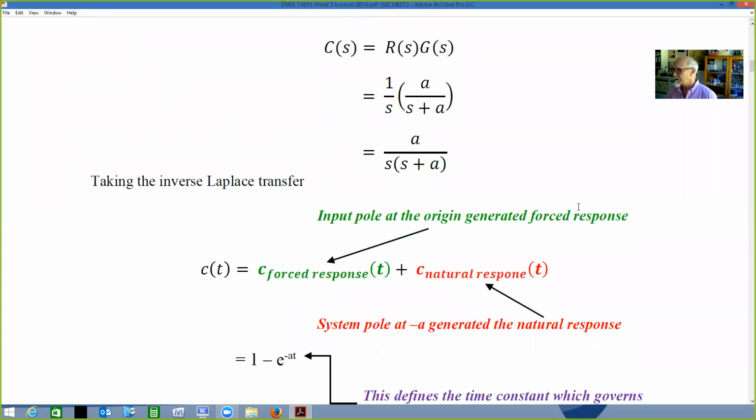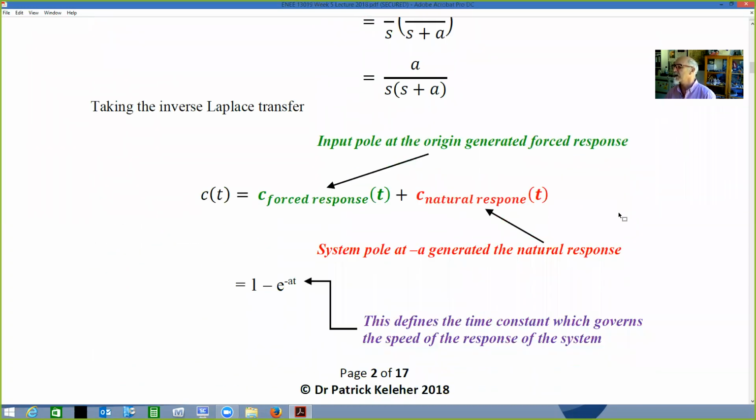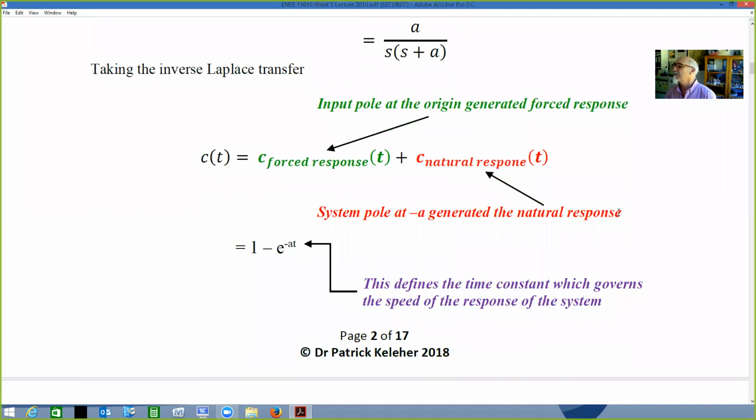So we take the Laplace transform, or transformation, it doesn't matter, you end up with your output as a function of t. It's made up of, as we said beforehand, the forced response and the natural response. So when you look up your tables, for this particular transform of a divided by s times s plus a, you'll end up with the output being 1 minus e to the negative at. And that defines the time constant which governs the speed of the response of the system.